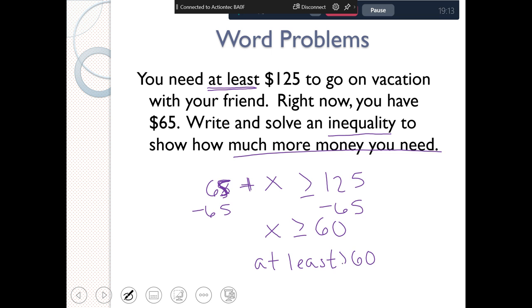So we need at least $60 to go on this trip. If I earned $70, can I still go on the trip? Yeah. You just need a minimum of $60.